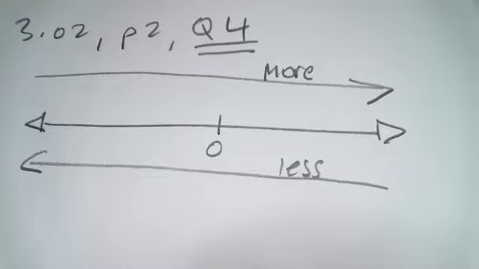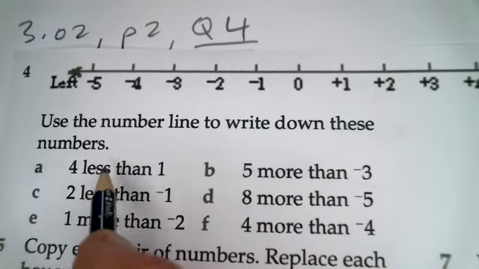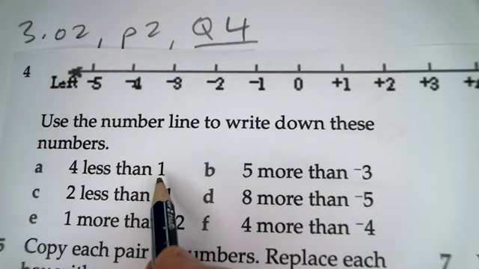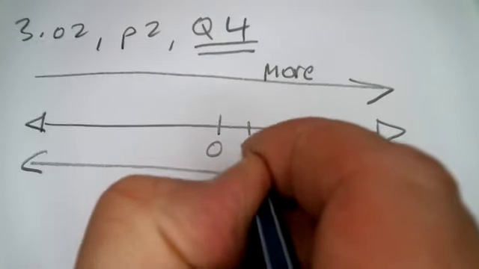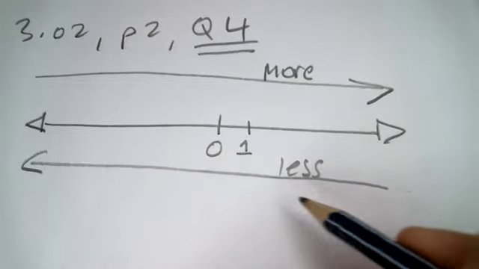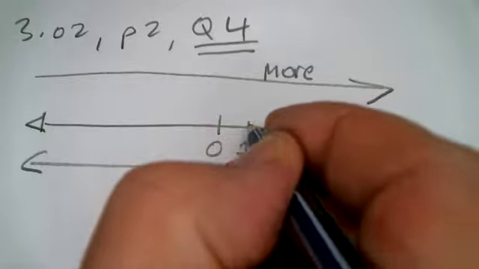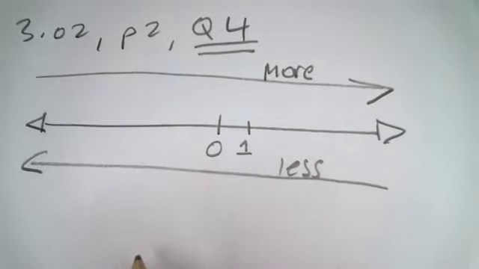And the first one, 4a, says use the number line to write down these numbers. Well, 4 less than 1. Well, let's say here is 1 here. Well, it's saying 4 less. Well, less is in this direction here. So 4 less would be counting back to the left 4.